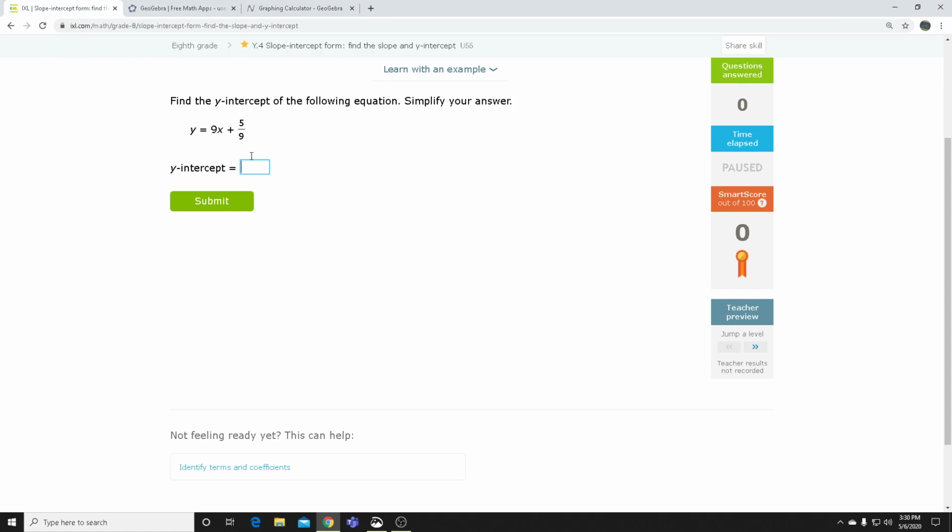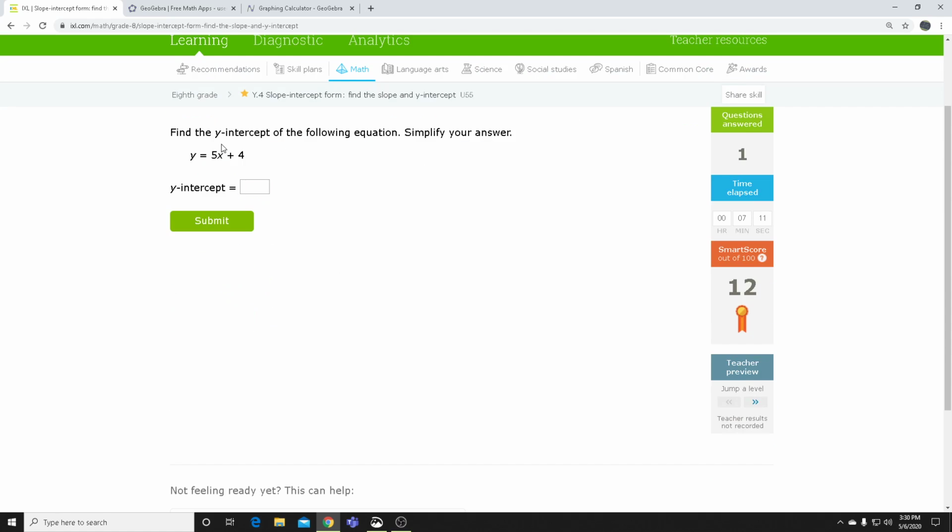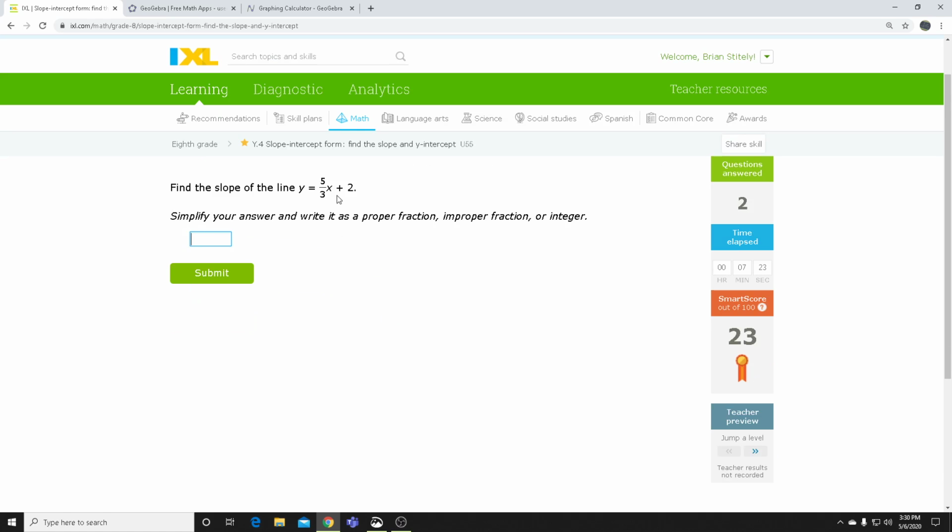So, okay. Find the y-intercept of the following equation. Simplify your answer. We already did this one. It is 5/9. Find the y-intercept of the following equation. Oh, remember the number next to x, 5, that's our slope. So this must be our y-intercept. Find the slope of the line. Oh, that's the number next to x. This time it's a fraction. So we put 5/3.